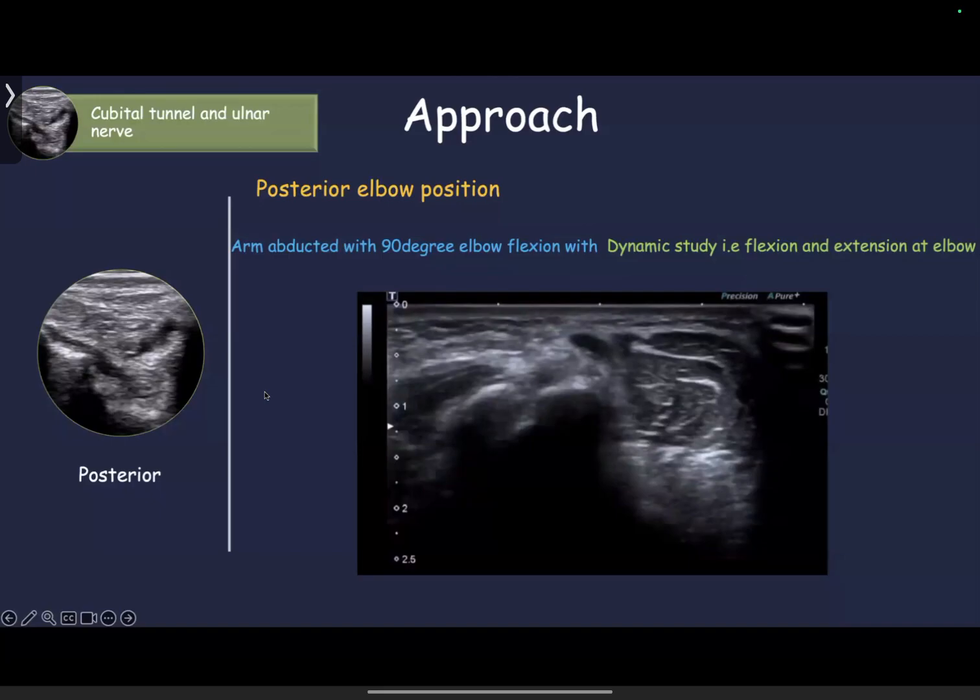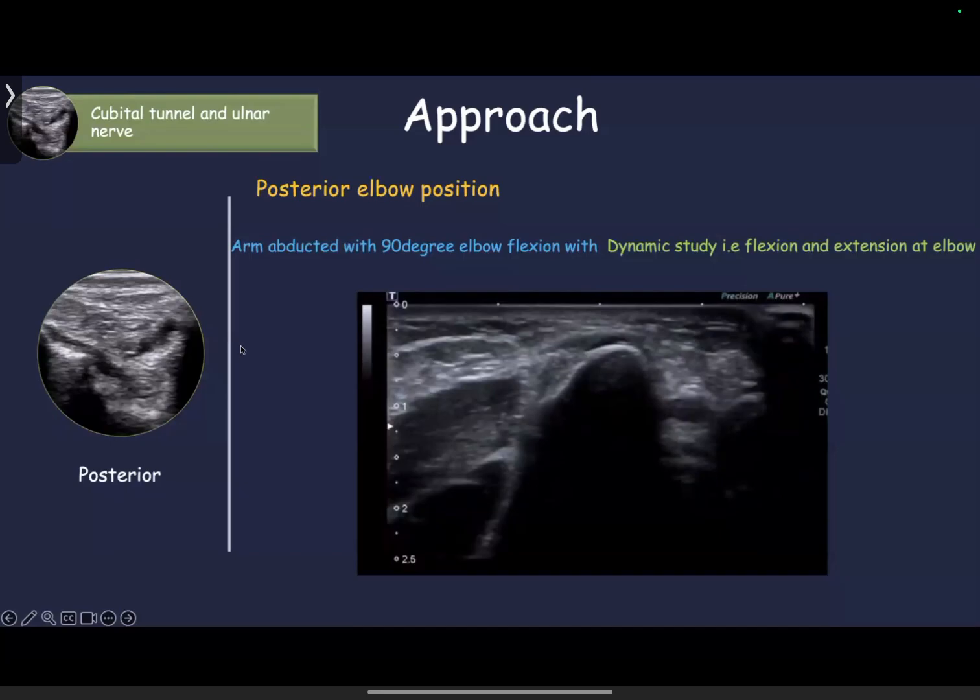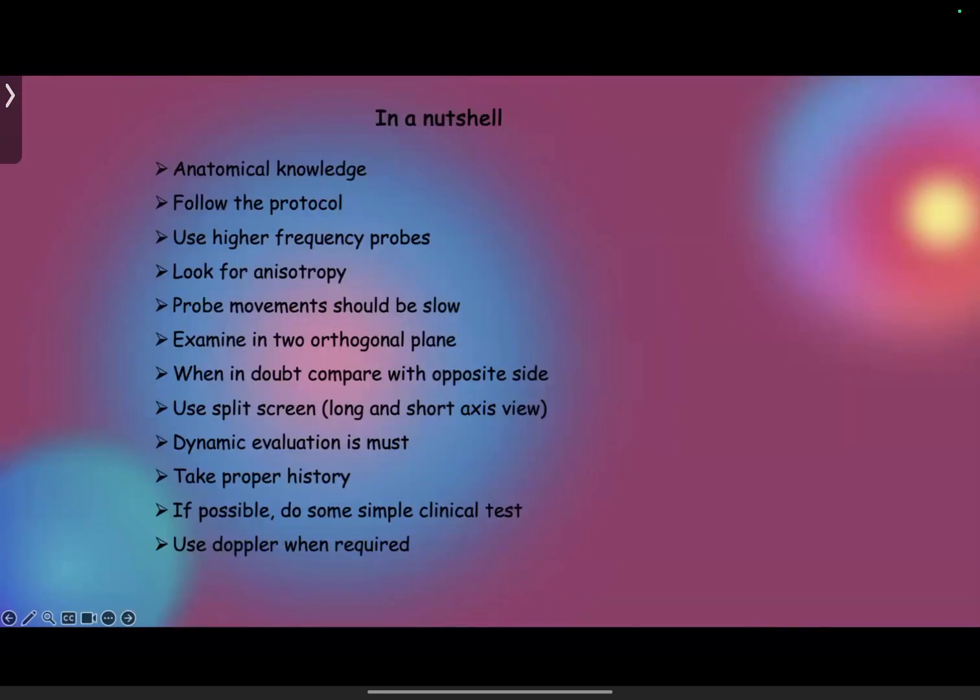I think we have covered most of the things from the anterior elbow, the lateral, the medial, and the posterior elbow. In a nutshell, this slide is very important, because there are very important things you should keep in mind whenever you are doing a musculoskeletal ultrasound. Anatomical knowledge is a must. You should know the bony landmarks. They are very, very important, because whenever you get lost while doing your scan, you just go back to your bony landmark, then scan again. That will really help you.